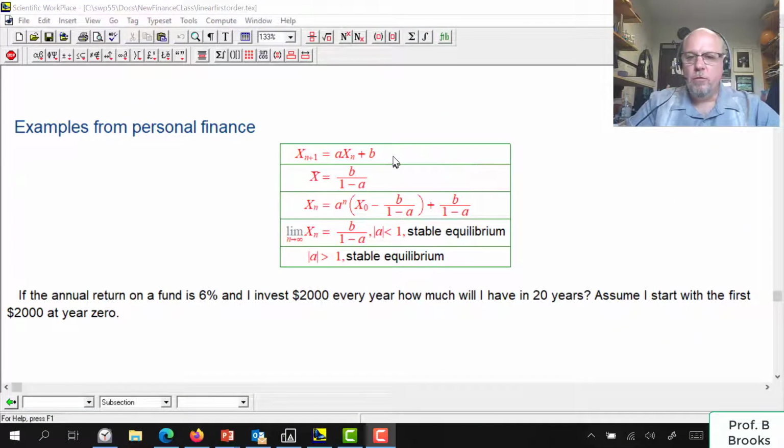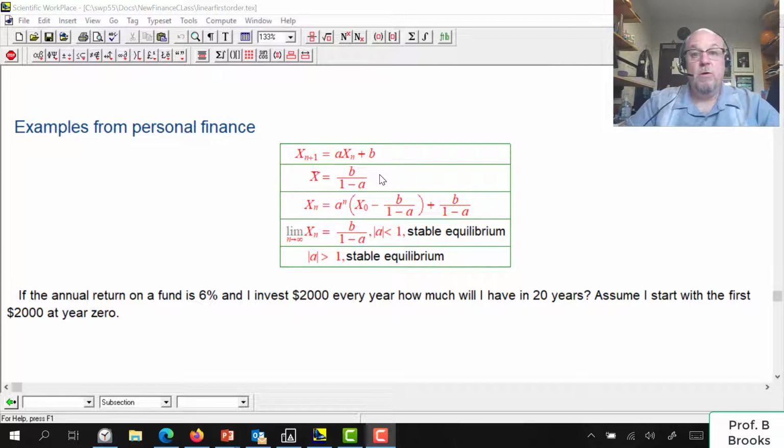So here's our first order linear difference equation. X sub n is the term in the sequence. X sub n plus 1 is the next term in the sequence. So we get the next term by taking the last term, multiplying by a constant, and adding b. We found the equilibrium of that sequence to be b over 1 minus a.